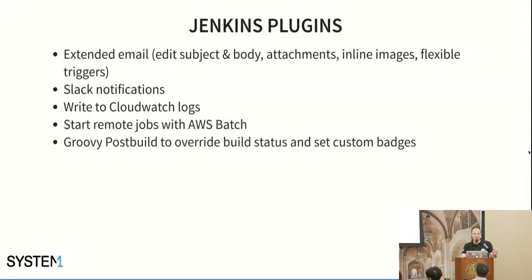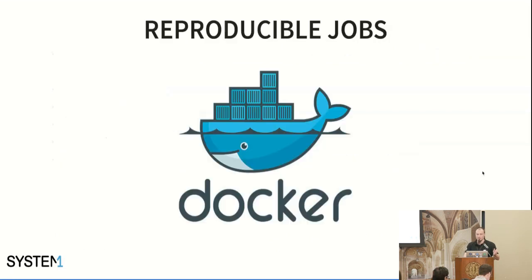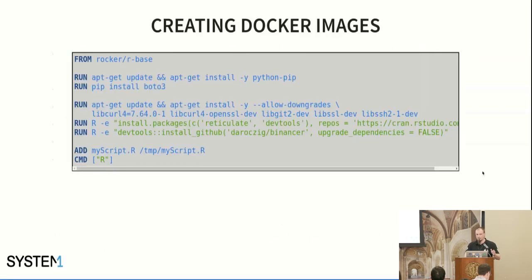A couple of suggested plugins that you should definitely check. Out of these, Slack notifications, everyone is using Slack nowadays, so that works a lot better than email. And the job DSL plugin, which lets you define Jenkins jobs in a programmatic way, which helps a lot. And yeah, running out of time, but Docker is a really important piece of having this in production so that you can have a reproducible environment for all your jobs.